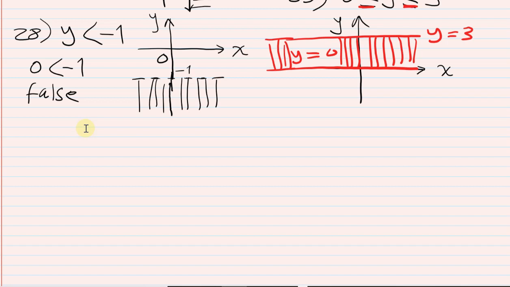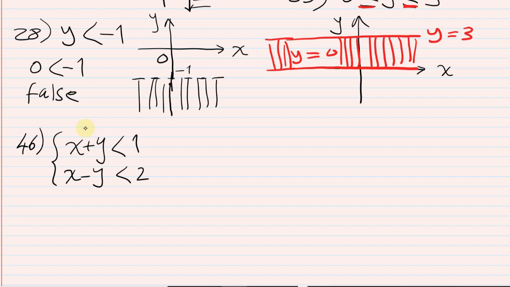I'm trying to pick something interesting. Let's begin with, let's say, number 46. I have x plus y is less than 1 and x minus y is less than 2. So here's my system. This is a system of linear inequalities, so we're going to follow the same process as we did up until now, except we're going to graph two inequalities on the same coordinate system.